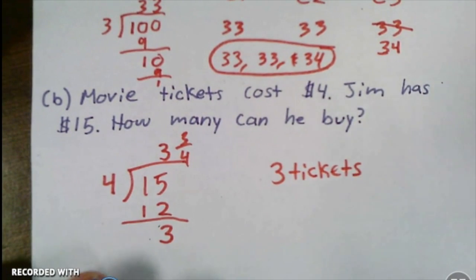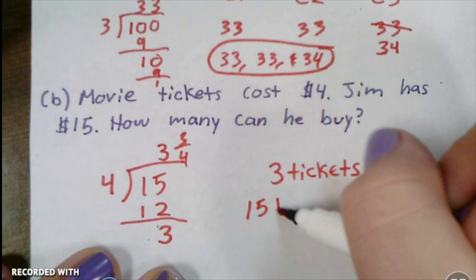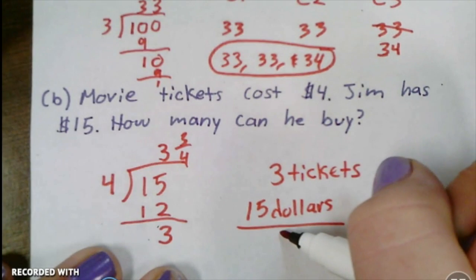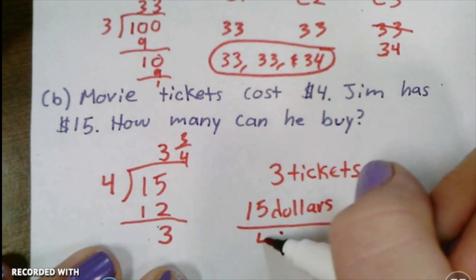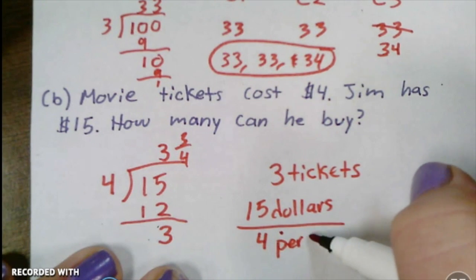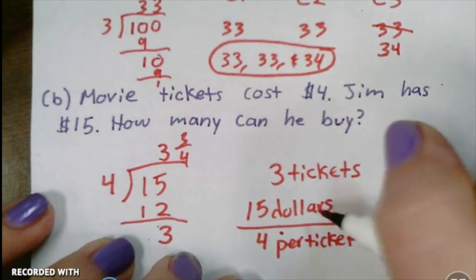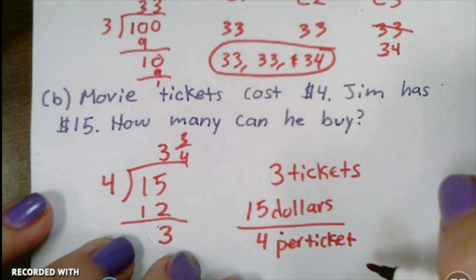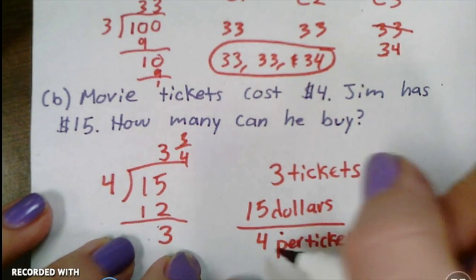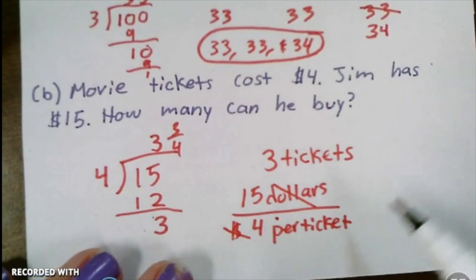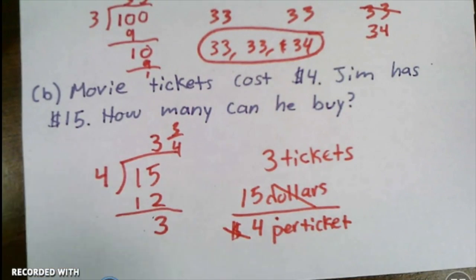Another way that we could have written this would be $15 per ticket, $4 per ticket. We divide 15 by 4, and we see that the dollars would cancel, and so you would get 3 tickets left over. They're showing it to you written out that way because it's going to go into conversion factors in the next part.